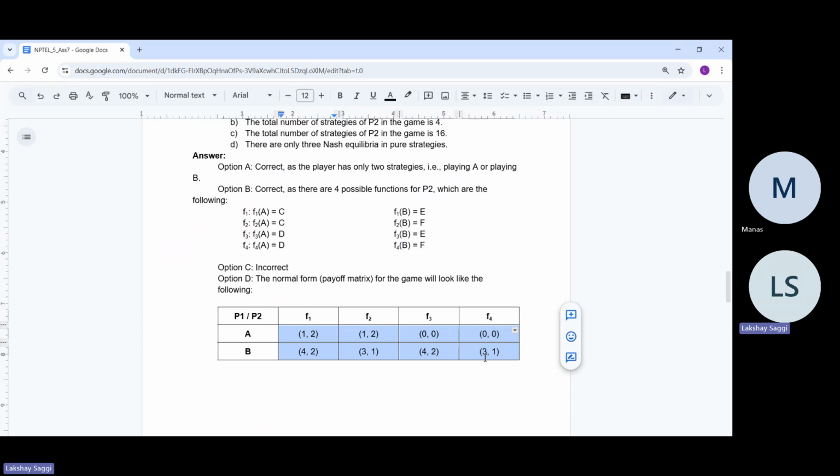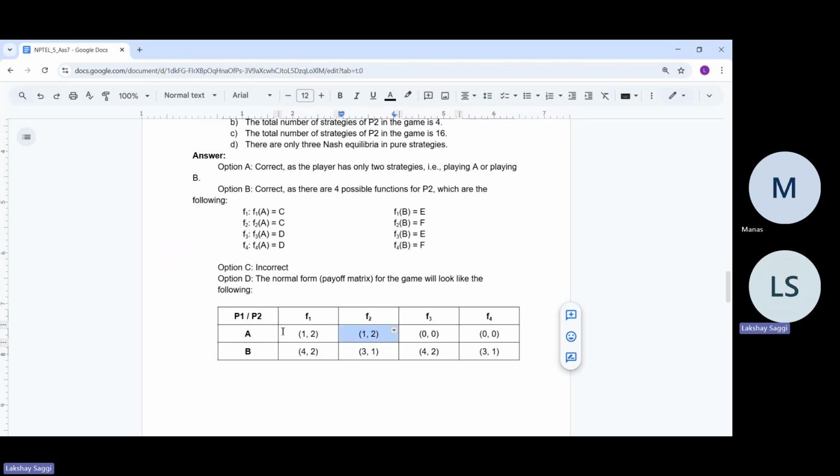And now we have to identify the possible Nash equilibria here. So how many Nash equilibria will be in this game? Let's just see it entry-wise. Let's consider this entry 1, comma 2. Since both the players are maximizing the payoffs, the row player will have an incentive to switch to the other strategy, because the row player's payoff is currently 1 and switching to B will give a payoff of 4. So this point is definitely not a Nash equilibrium.